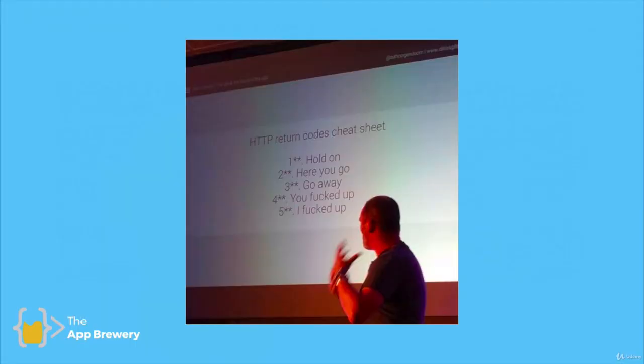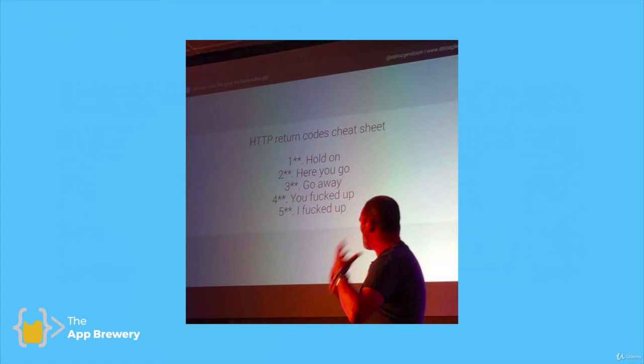But there's actually this cheat sheet by Sander Hugendorn in one of the talks that he gave, which I think is fantastic, where it tells you that any code that comes back that starts with a 1 means hold on, wait, something's happening. Anything that comes back with a 2 means here you go, it went successfully. Anything that starts with a 3 means go away, you are not authorized to view this particular resource.